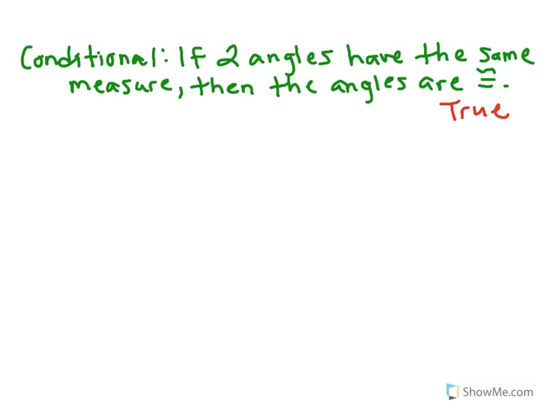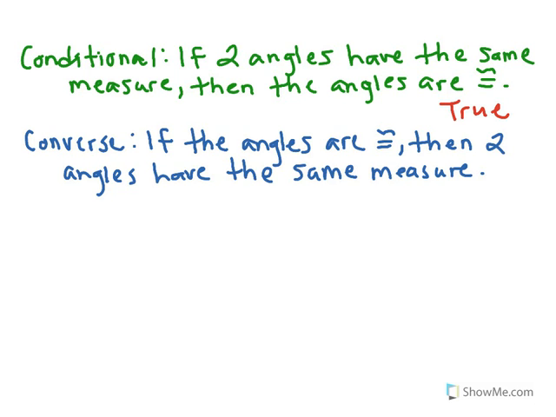Now let's write the converse, where we switch the hypothesis and the conclusion. So here's the converse. If the angles are congruent, then two angles have the same measure. Is that a true statement? And the answer here is yes, that is a true statement. So since both of these are true, I can write a biconditional. And I want to make sure that I use the phrase if and only if in between. So I don't need an if and I don't need a then. Everything is taken care of with that if and only if.